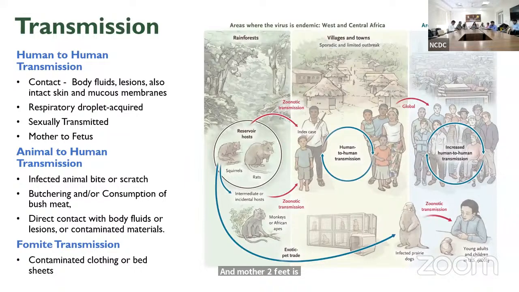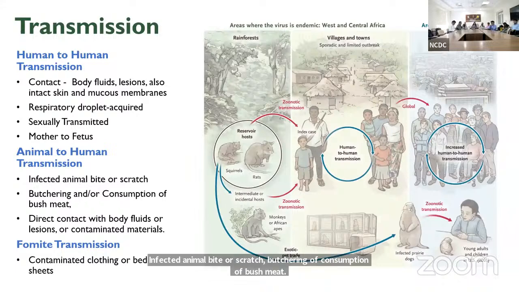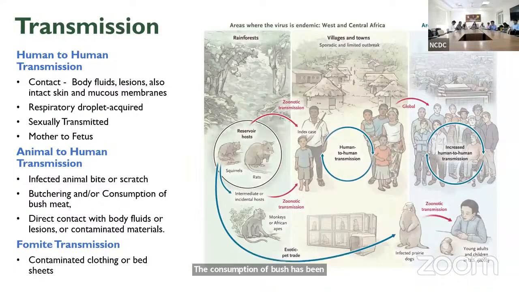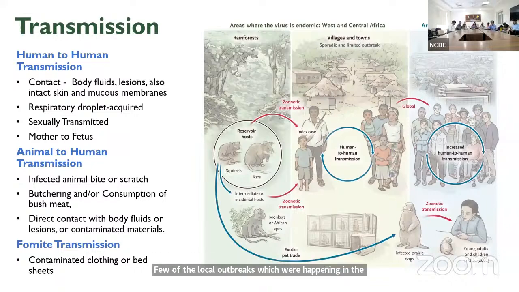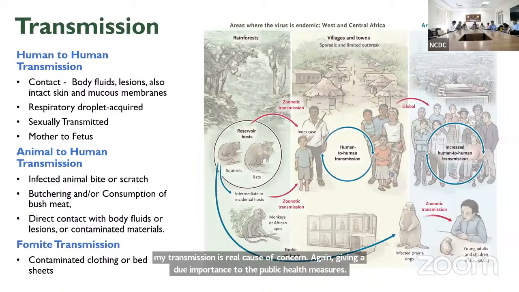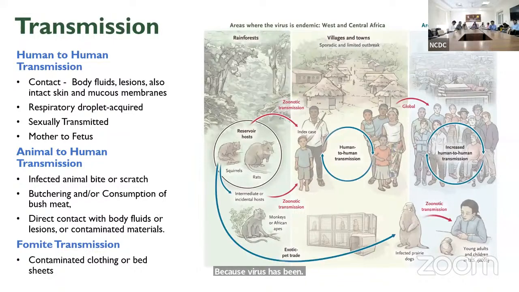Animal-to-human transmission is well established: infected animal bite or scratch, butchering and/or consumption of bush meat. The consumption of bush meat has been incriminated as a significant source of a few of the local outbreaks which were happening in Central Africa. And then direct contact with body fluids or lesions or contaminated material. Fomite transmission is a real cause of concern, again giving due importance to public health measures, because the virus has been shown to persist for a significant length of time on contaminated clothing as well as bed sheets.